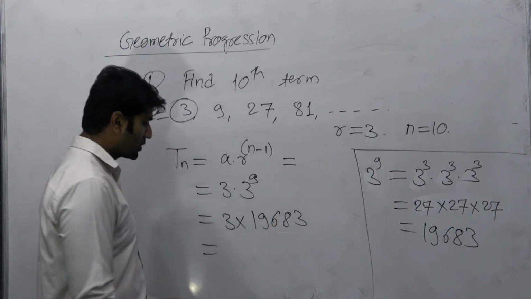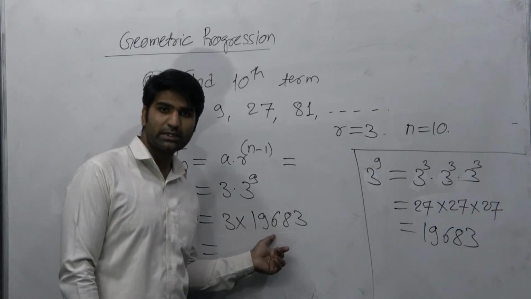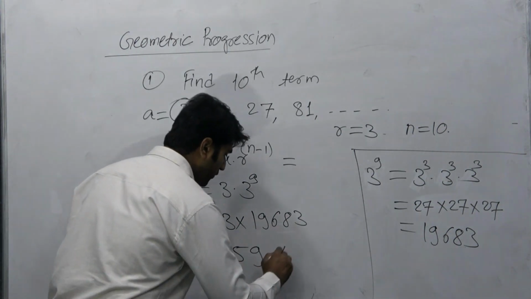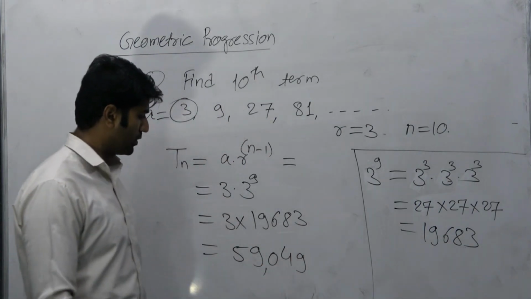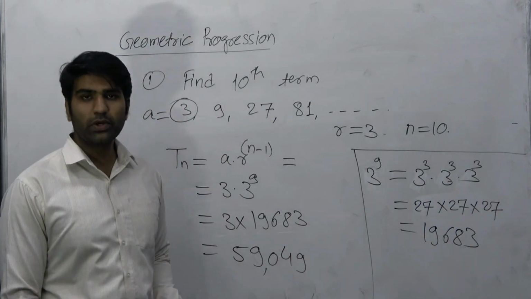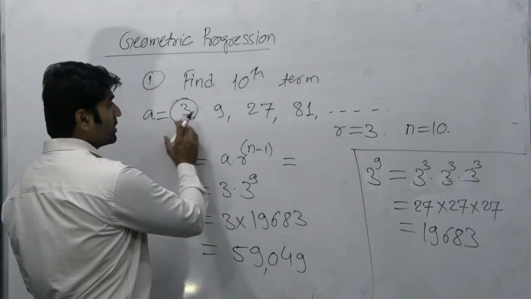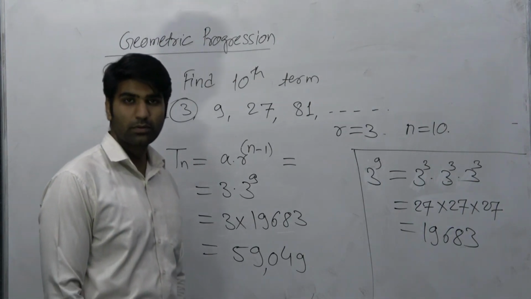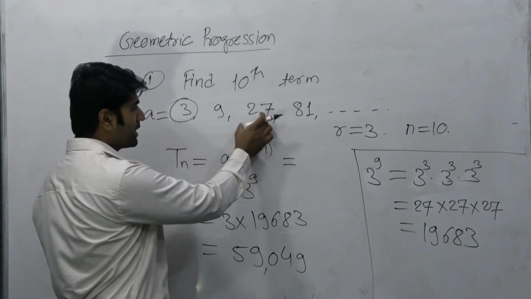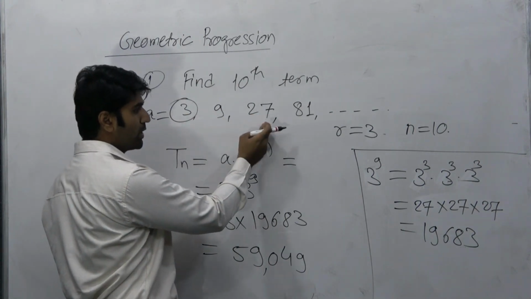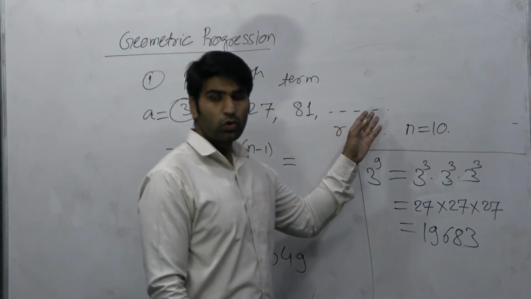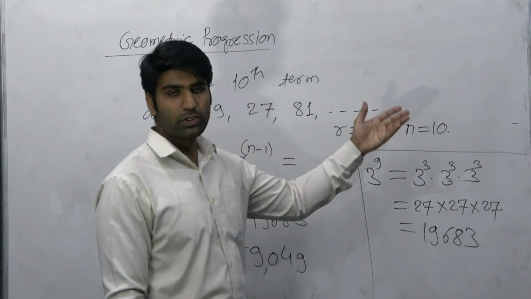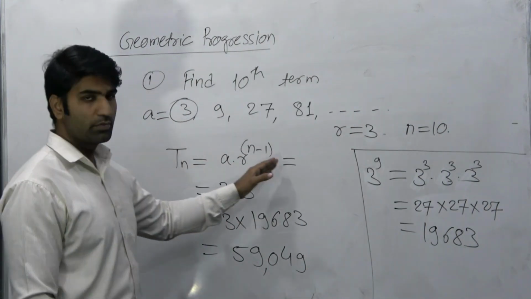So 3 into 3 raised to 9 means 3 into 19,683, which is 59,049. Okay, so 59,049 is the nth term, that is, the 10th term. In this series, 3 into 3 is 9, 9 into 3 is 27, 27 into 3 is 81, and so on. Like this, if we multiply by 3, then the 10th term will be 59,049.